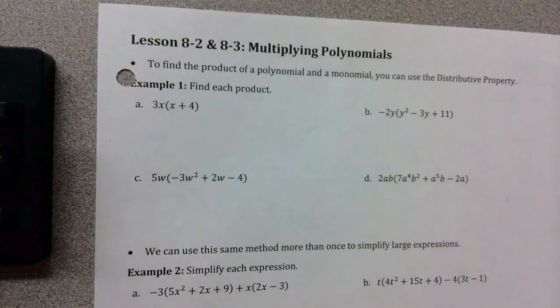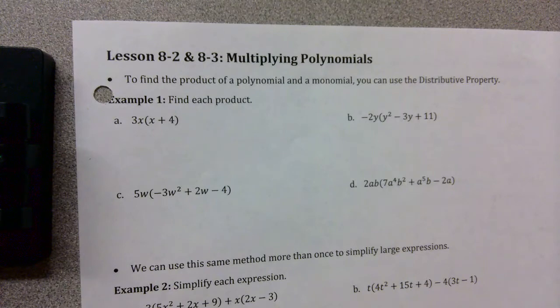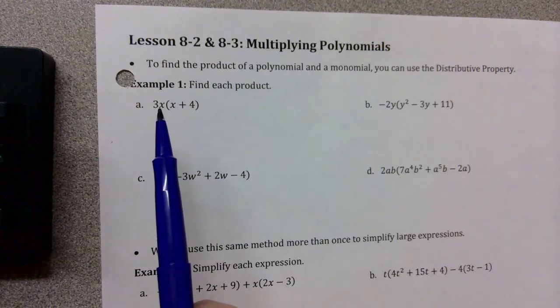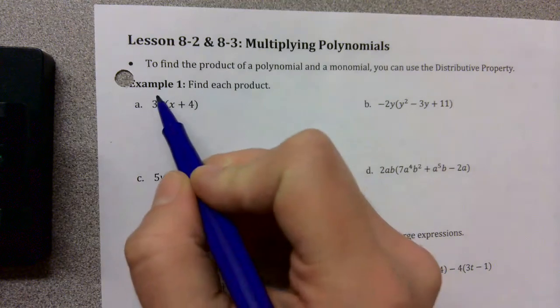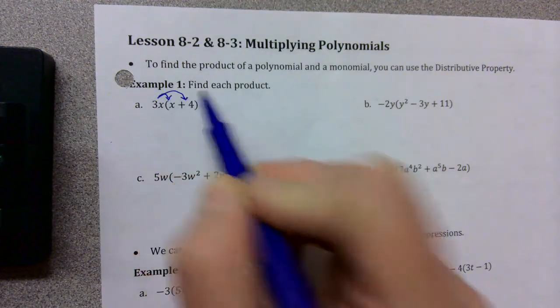Okay, we are in lesson 2 of chapter 8, polynomials, and today we're going to multiply. It's 2 lessons in one, so we're going to multiply a monomial to a polynomial and then binomials. So here is a monomial, and it's going to be distributed to each. And this is review for you guys.